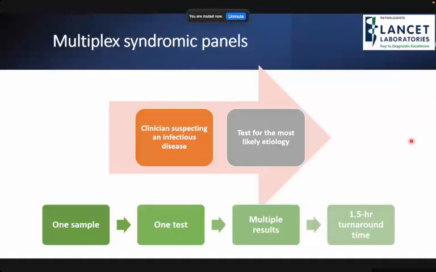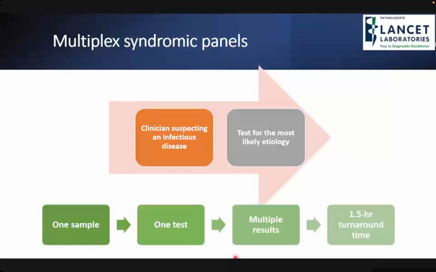Multiplex panels allow you to diagnose a syndrome. For example, if you think a patient has meningitis, you just say, okay, patient has meningitis, send us a CSF, and we're able to test all the commonest causes of meningitis, similar to gastroenteritis, similar to vaginal discharge syndromes, genital ulcer diseases. So we test for the most likely causes of that specific syndrome that you have diagnosed. So you send us one sample, one test, and you get multiple results.